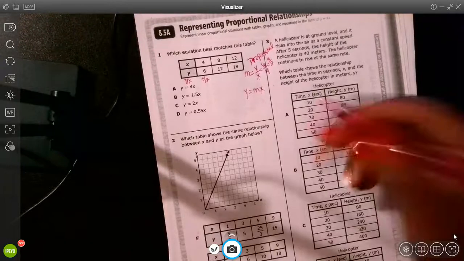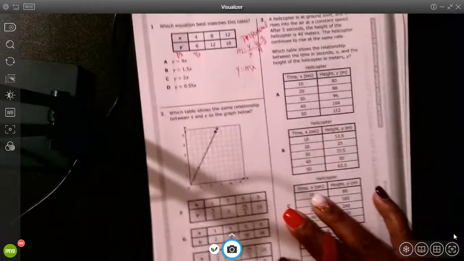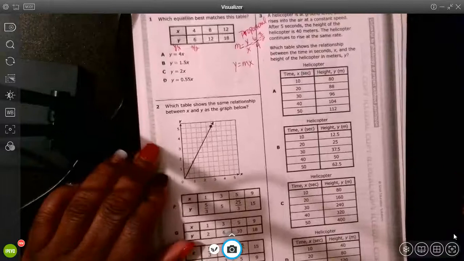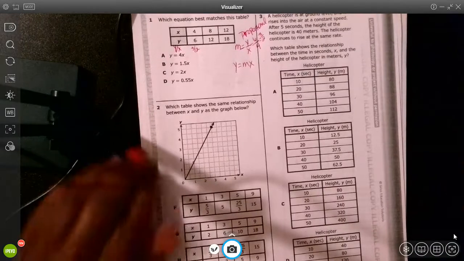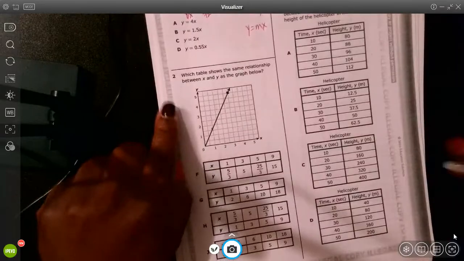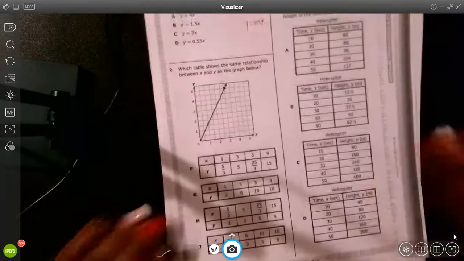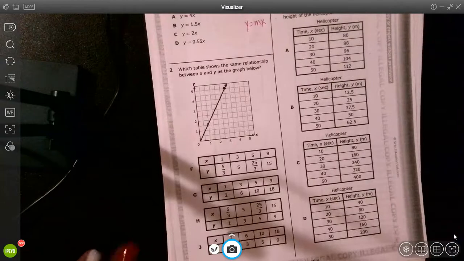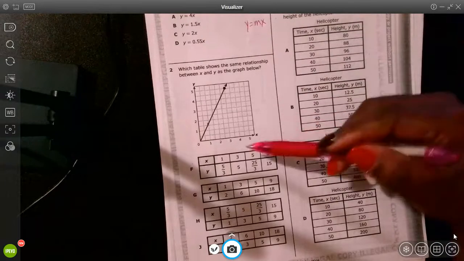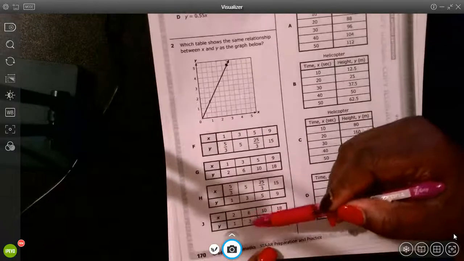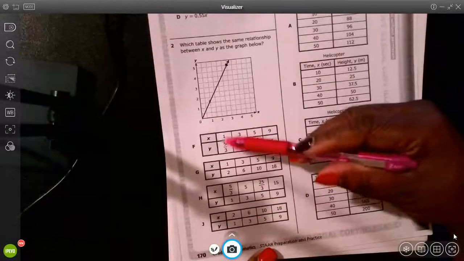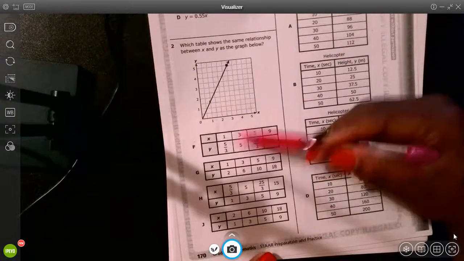Okay, thank you for coming back. We're going to work on number 2. Which table shows the same relationship between x and y as the graph below? For problems like this, what I like to do is look at what kind of answer options I'm being given. I'm given tables with x and y points.